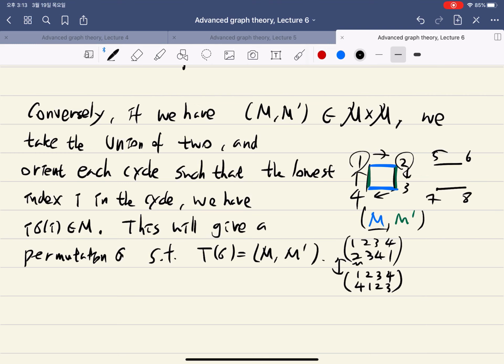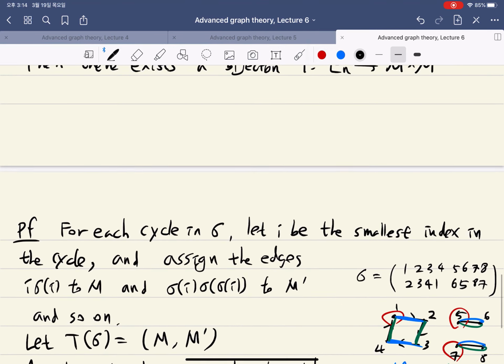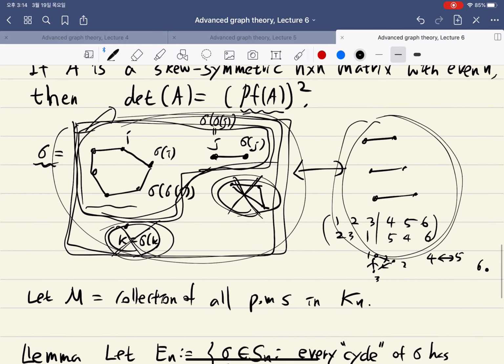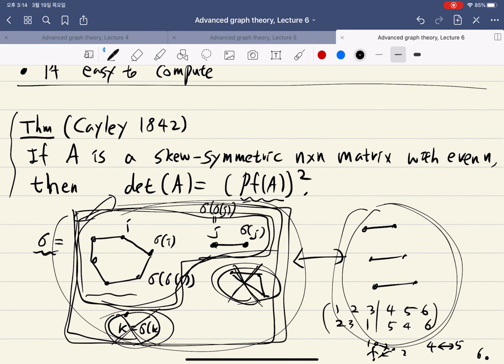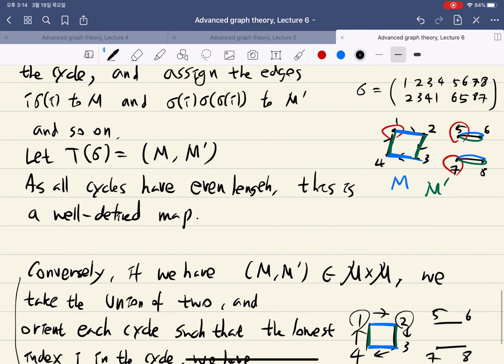So this shows that this operation gives the inverse mapping of this T. So T is a bijection. So this proves the lemma. Now using this lemma, we are ready to prove this theorem of Kelly that the determinant is actually a Pfaffian square. So that's what we will prove in the next video.